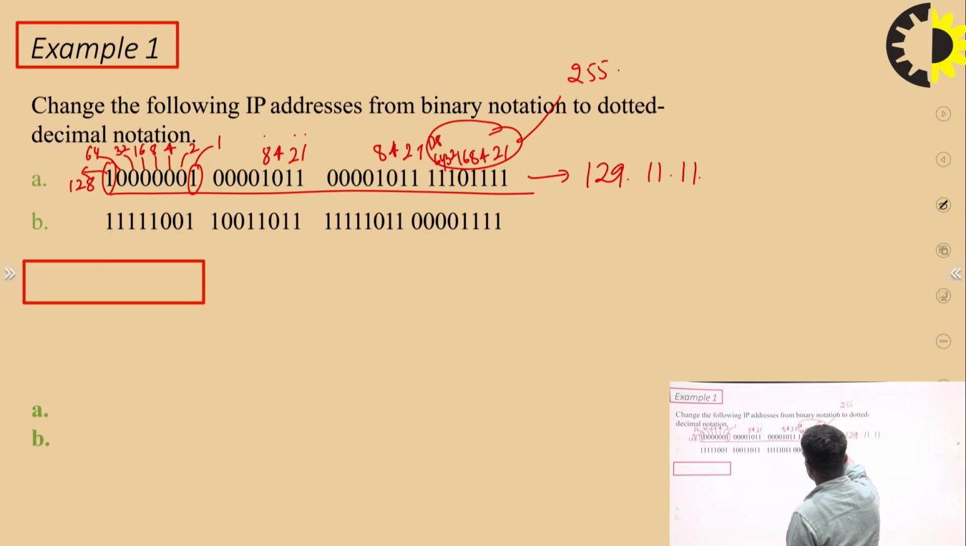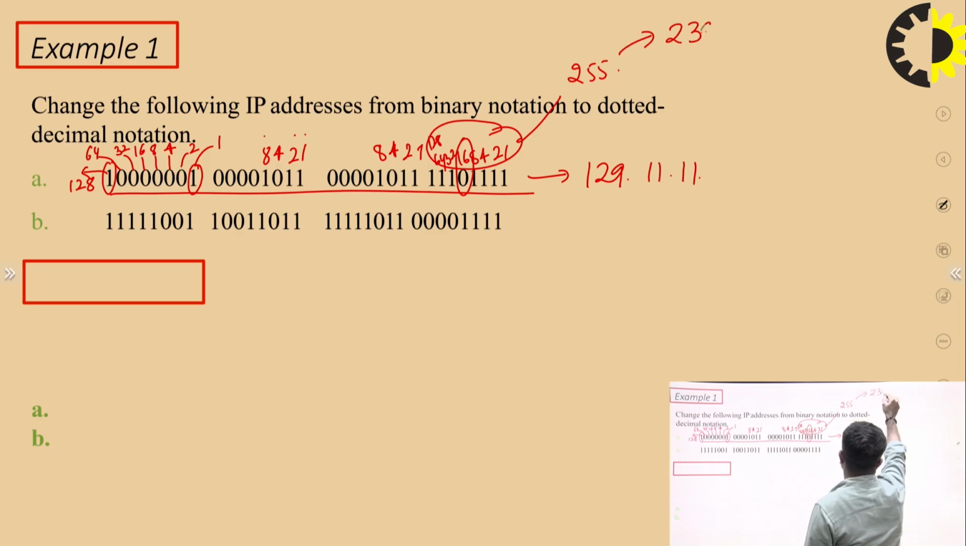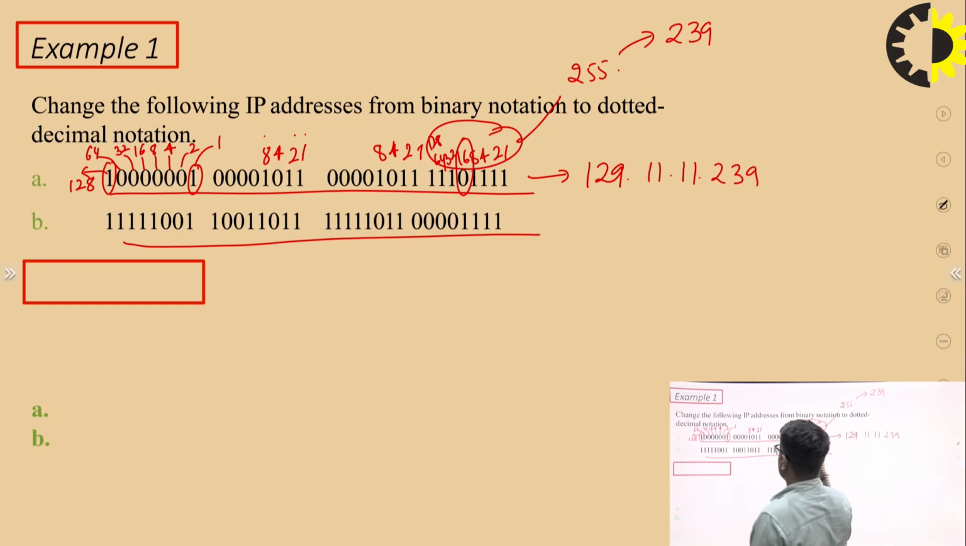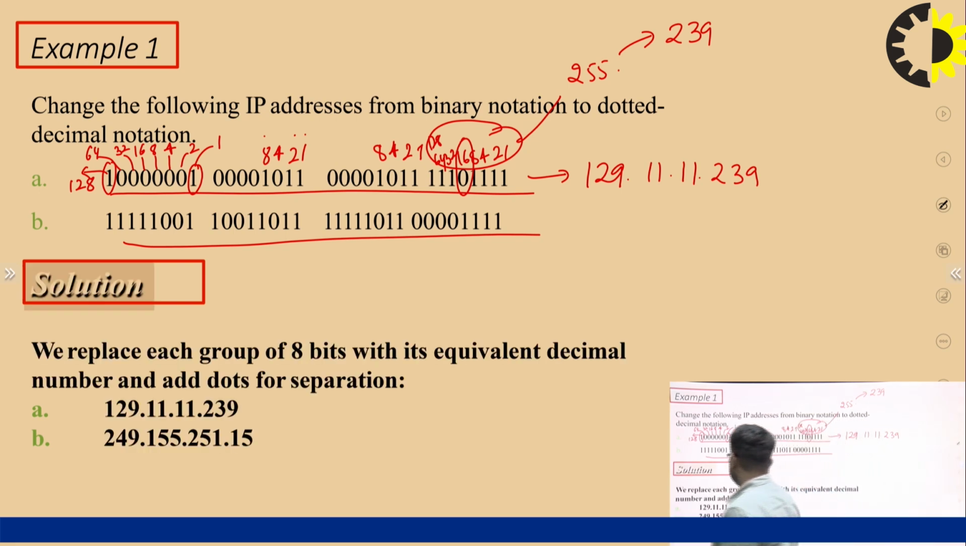So out of this, weight number 16 is not there. So 255 minus 16 becomes 239. So this is 239. Similarly, we can convert this address also into dotted decimal representation. Like these are the solutions.